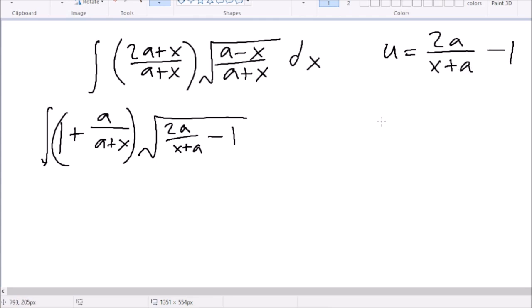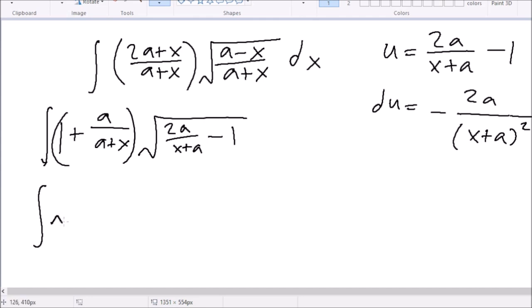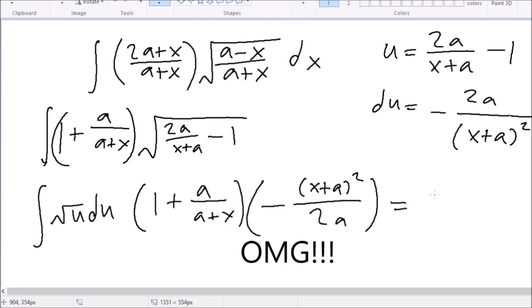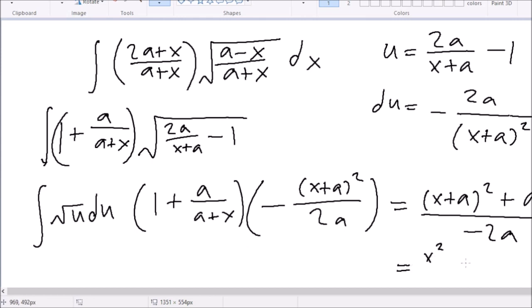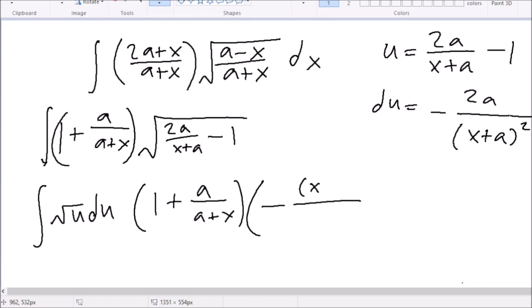Let's bring in the constant too, because why not? And then du is going to be, this is just 2a. So this is going to be like negative, and it's going to be like x plus a squared. Yeah. And then, kind of curious. What if I did square root of u, du, and then we have this 1 plus 2. Damn, but that's not going to cancel out. Okay. I guess we're not going to be doing that. And that's as far as it can undo.